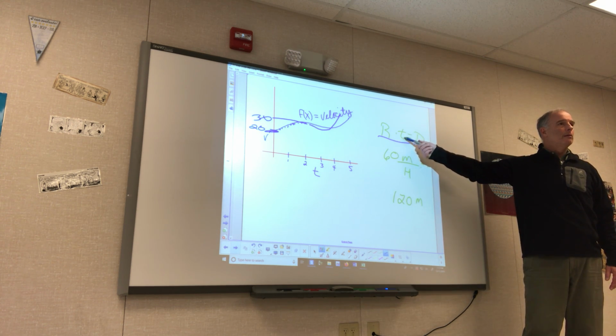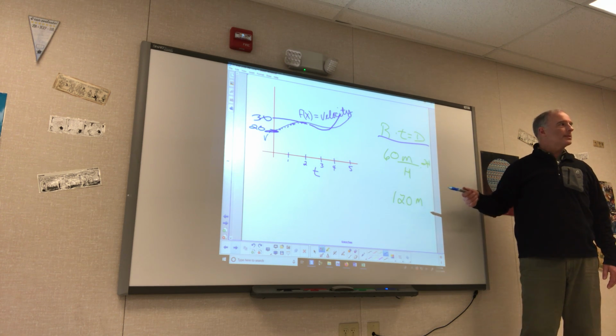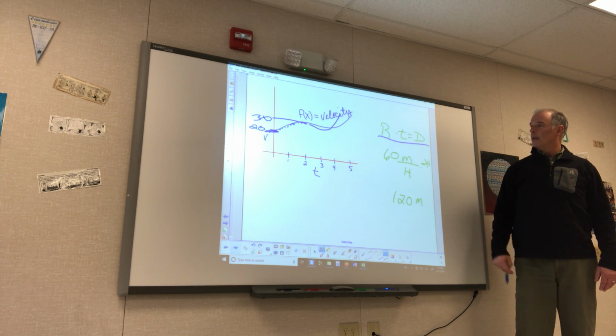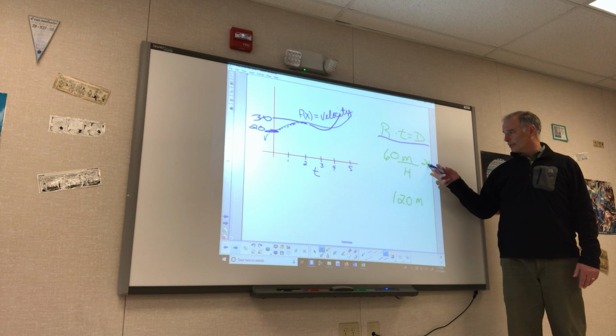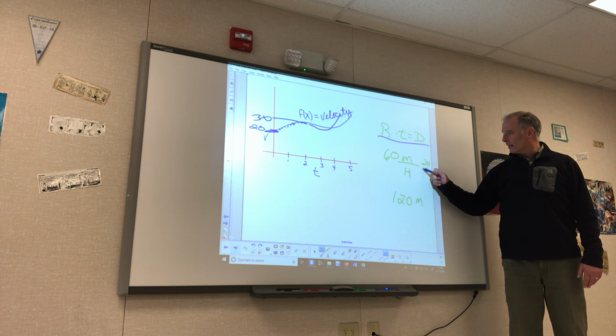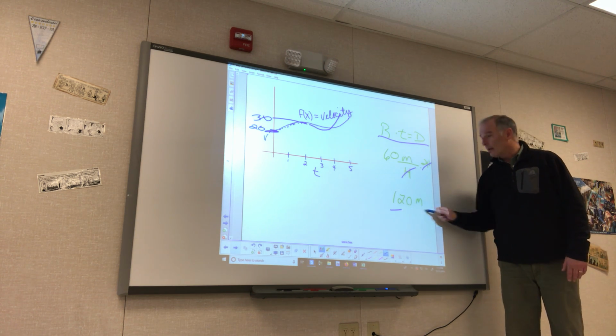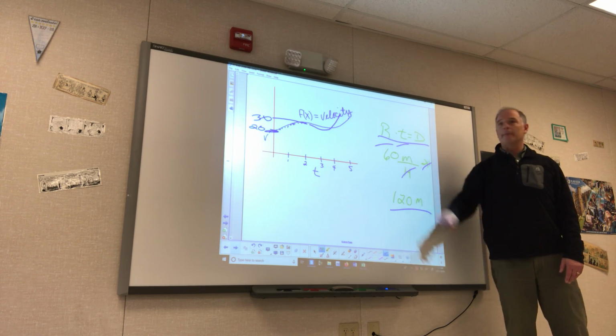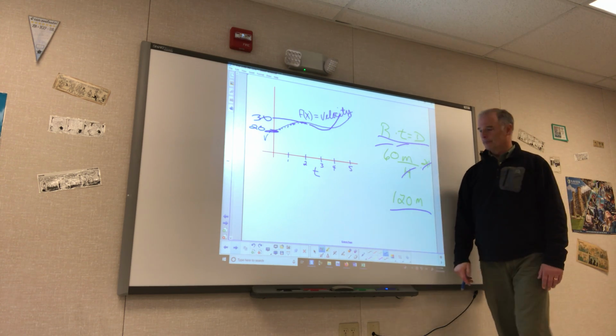What's it mean? Rate times time is distance. For example, 60 miles an hour for 2 hours. Hours would cancel, and you end up with 120 miles. If I know the rate and the time, I can tell you the distance.